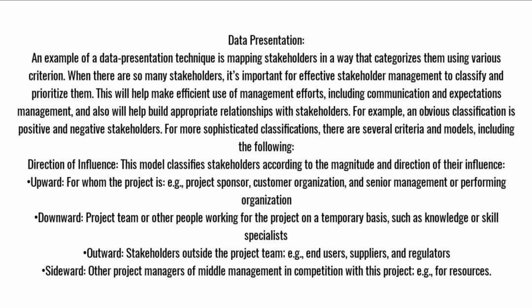For more sophisticated classifications, there are several criteria and models, including the following. Direction of influence. This model classifies stakeholders according to the magnitude and direction of their influence. Upward, for whom the project is, for example, project sponsor, customer organization, and senior management or performing organization. Downward, project team or other people working for the project on a temporary basis, such as knowledge or skill specialists. Outward, stakeholders outside the project team, for example end users, suppliers, and regulators. Sideward, other project managers or middle management in competition with this project, for example for resources.